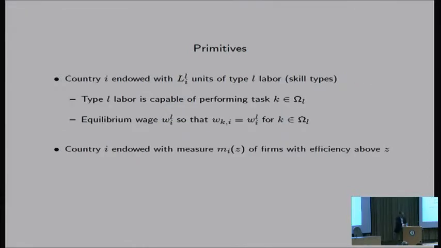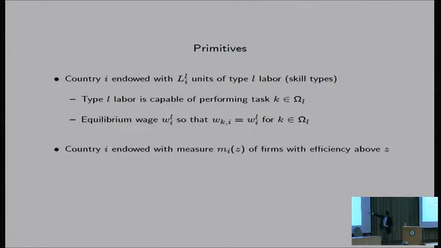Okay, so in terms of the primitives at the country level, there are two things. There's the quantity of labor you have that's capable of doing different tasks. So the idea is there's types of labor indexed by L which can perform a set of tasks K, and between all the different types of labor you could carry out all the tasks, but the tasks are allocated to different types of labor. And the country is endowed with fixed quantities of those different types. So think of skilled, unskilled, production, non-production, and so on.